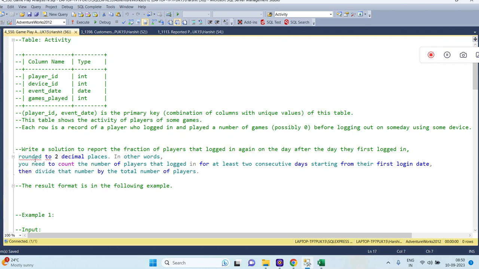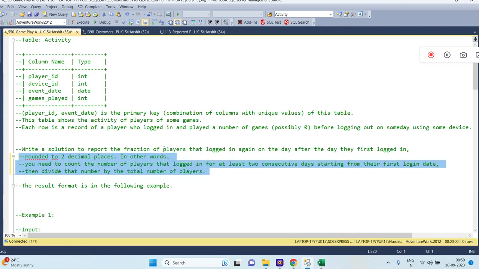Round to two decimal places. In other words, you need to count the number of players that logged in for at least two consecutive days, starting from their first login date. Then divide that number by the total number of players.